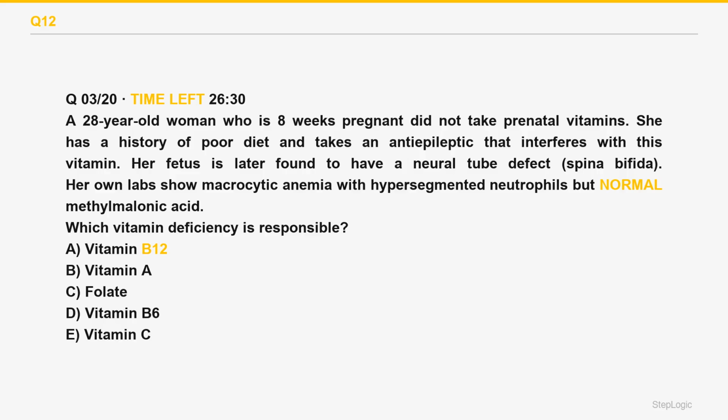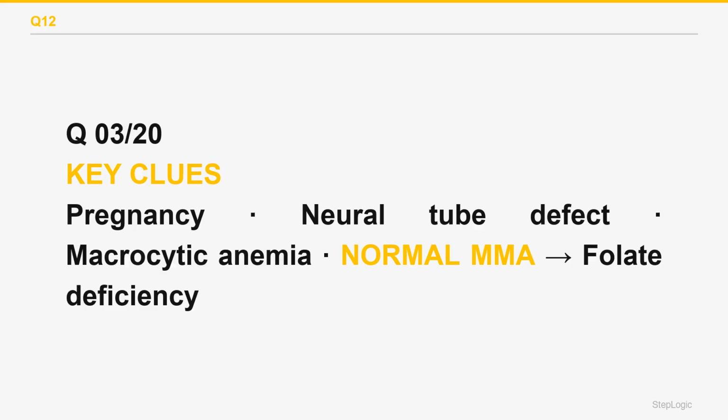Read the command. Which vitamin deficiency? Pregnancy, neural tube defect, macrocytic anemia with hypersegmented neutrophils, but normal methylmalonic acid: folate deficiency. Folate deficiency causes macrocytic megaloblastic anemia with hypersegmented neutrophils because folate is needed for DNA synthesis, like B12. The 2 distinguishing features here both point to folate.